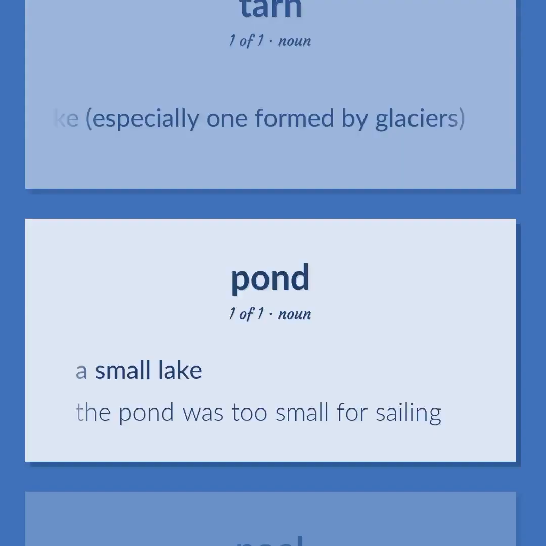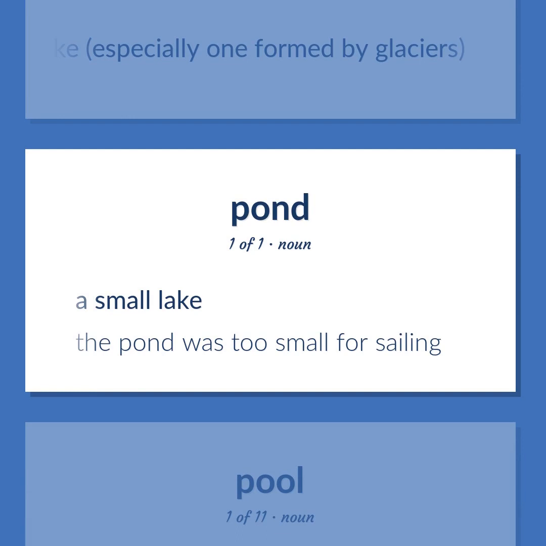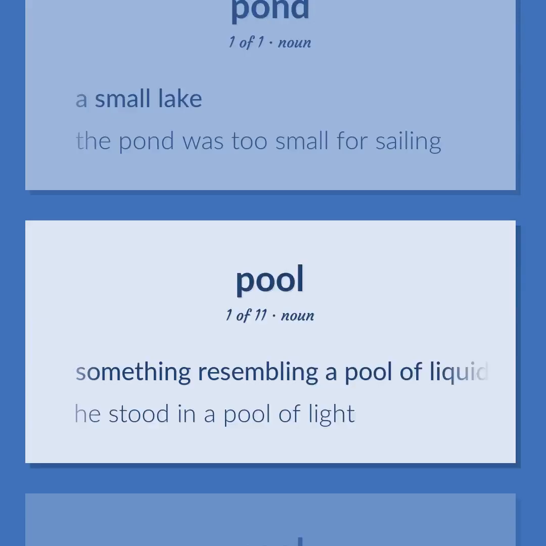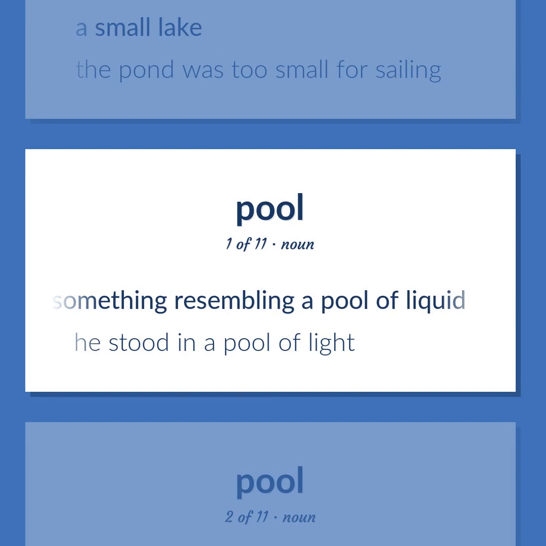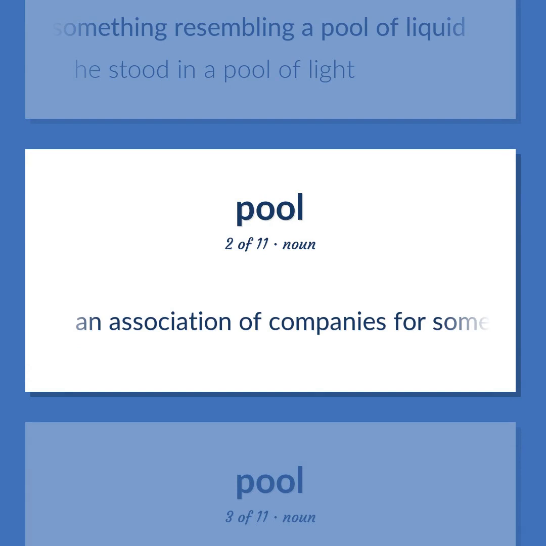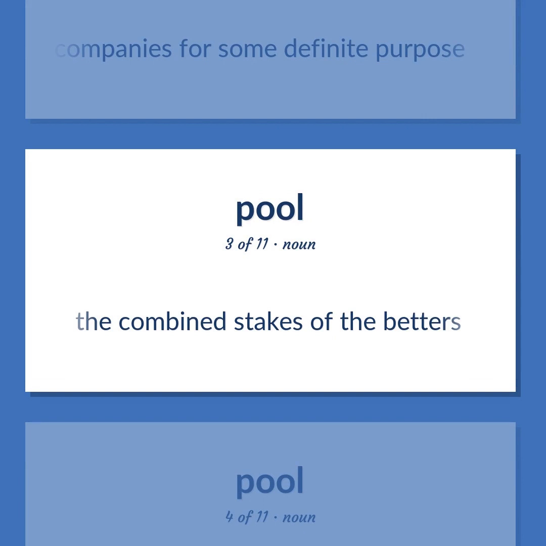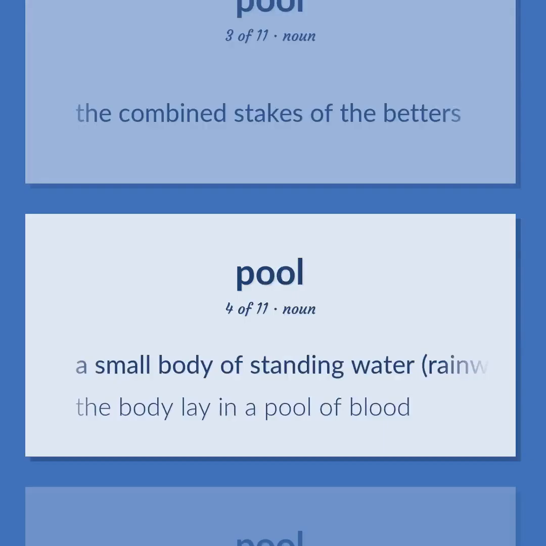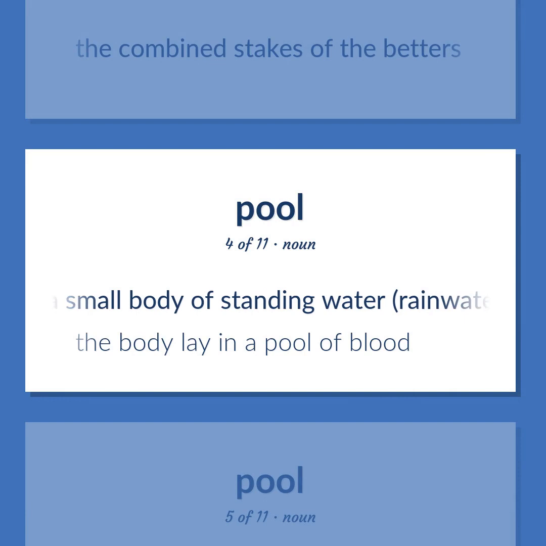A small lake. The pond was too small for sailing. Something resembling a pool of liquid. He stood in a pool of light. An association of companies for some definite purpose. The combined stakes of the bettors. A small body of standing water, rainwater, or other liquid. The body lay in a pool of blood.